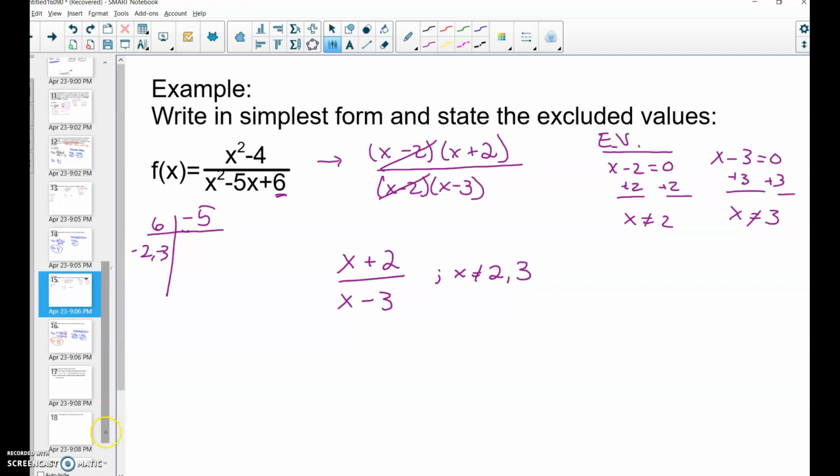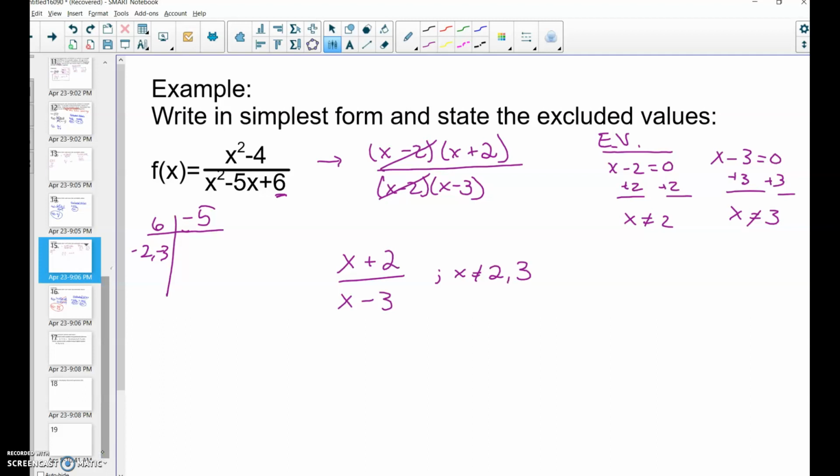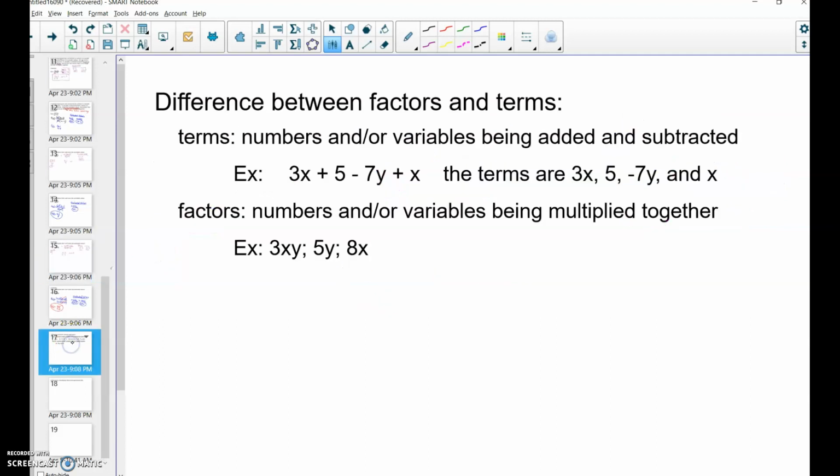Okay, I'm going to stop that right here. We have a few more slides. Oh, you guys can read over that. So just your difference between factors and terms. Factors you are multiplying, terms you are adding together. Okay, so look over that if you need some examples.